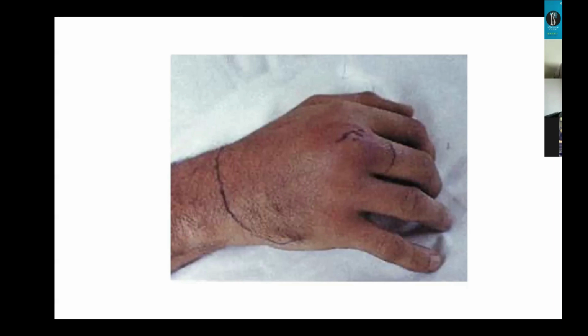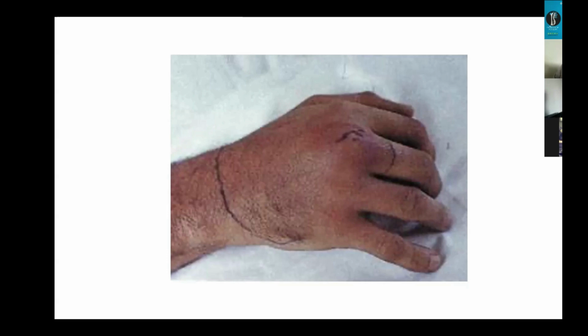And so what's your provisional diagnosis? So my provisional diagnosis would be a fight bite, where he could have involvement of septic arthritis of the metacarpophalangeal joint or osteomyelitis of the metacarpal head. How would you assess the patient?